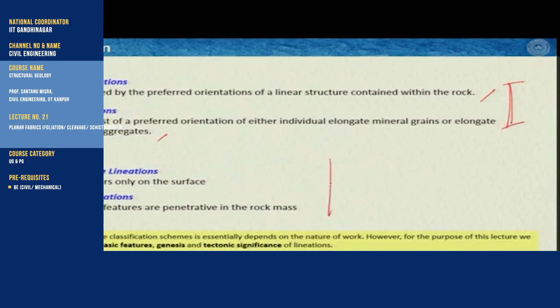And in scheme 3, it is very straightforward: non-penetrative lineation and penetrative lineation. Non-penetrative lineations are those you see only on a very specific surface, and penetrative lineations generally are present everywhere in the rock, and therefore, they are penetrative. Now, the choice of these classification schemes essentially depends on the nature of the work, as I said, on how you are seeing them in the field and how you would like to describe them.